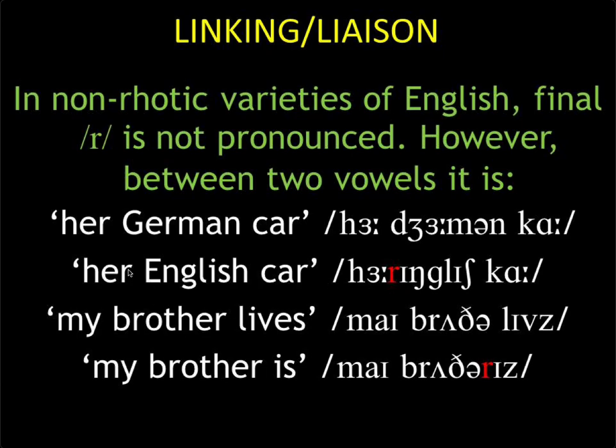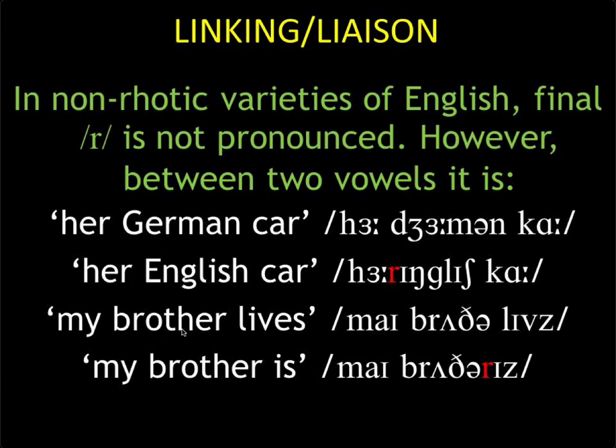Now, what happens when you have her English car? Because the R that is not pronounced is followed by a vowel, then the R might be pronounced. So in non-rhotic varieties where people say her in isolation, or when it's followed by a consonant, when it's followed by a vowel, they might end up pronouncing the R and say her English car. Her English car.